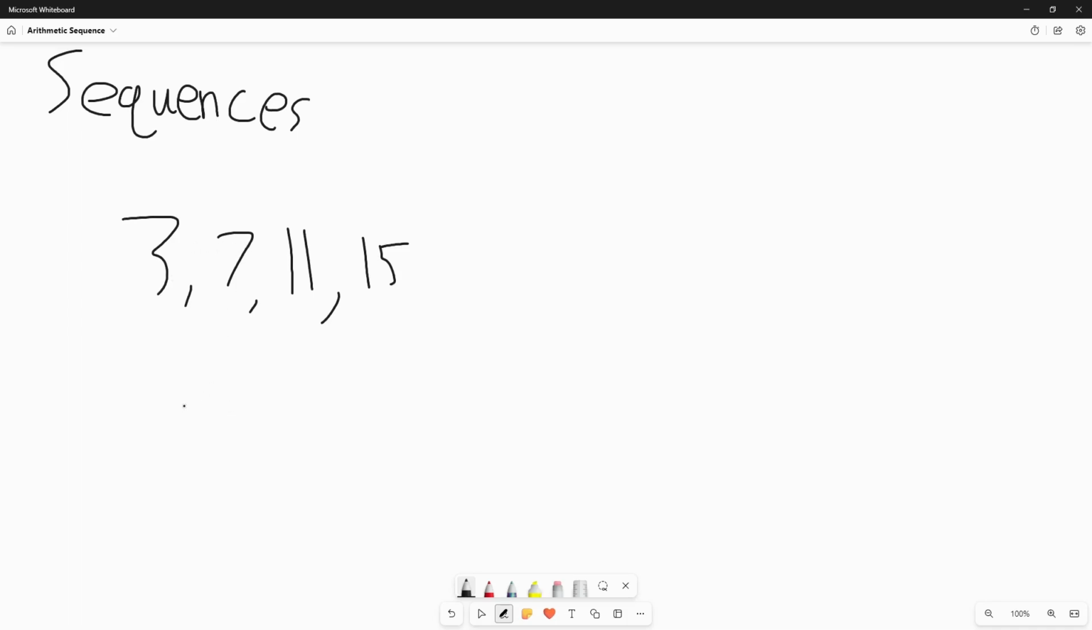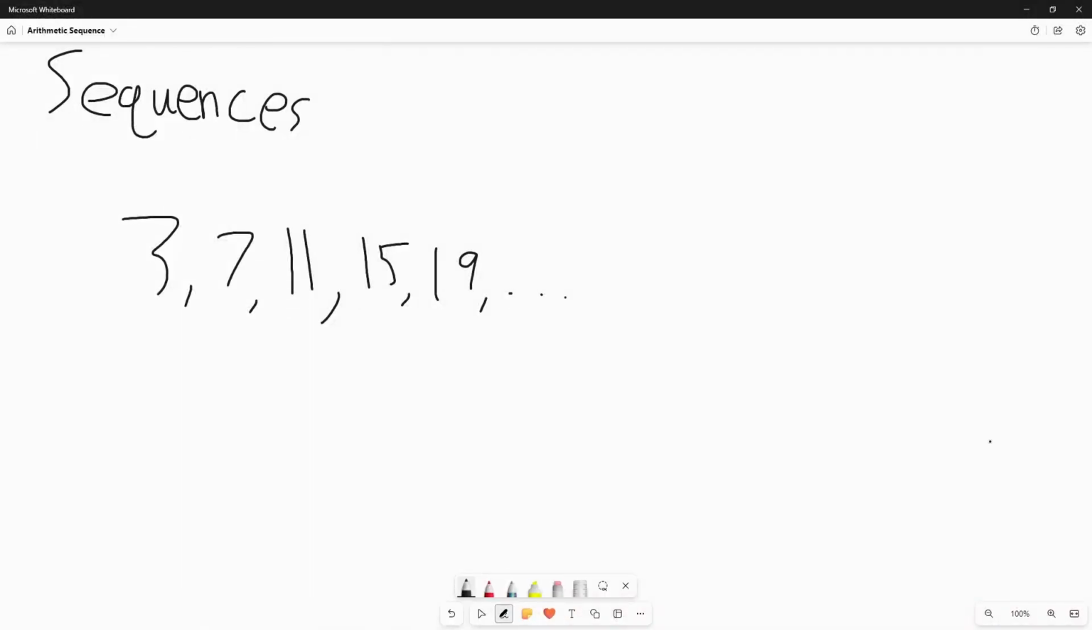And if you have a sequence like 0, 2, 4, 6, this would also be arithmetic because you add 2 to each term each time. Now, this would be a finite sequence because it ends after you reach the number 15. But if it kept going, 3, 7, 11, 15, and 19, and so on, this would be called an infinite sequence. So there are two types of sequences, which are finite sequences and infinite sequences.